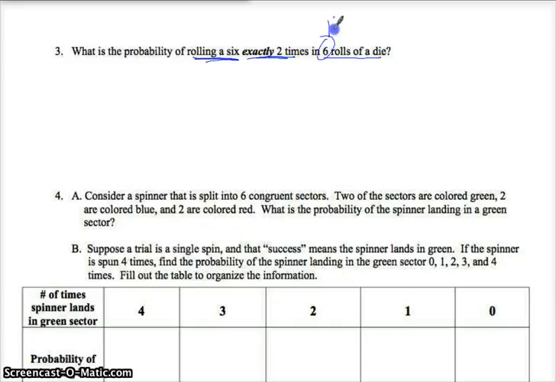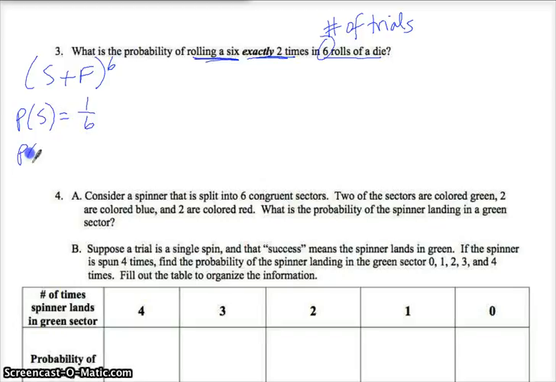So this is the number of trials, so that is my power on my binomial. So I have success plus failure to the 6th power. But I'm rolling a 6, so my probability of success is rolling a 6, which is 1/6. But my probability of failure, well, if I don't roll a 6, there are 5 other numbers, so the failure is 5/6. So when you plug those in at the end, those are the numbers you're going to plug in.